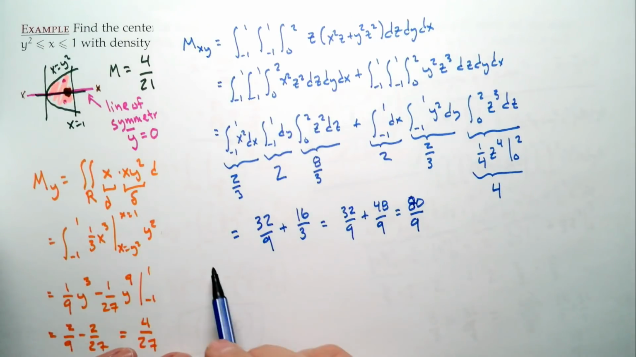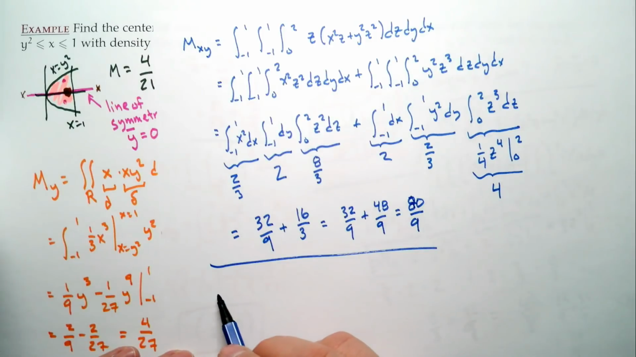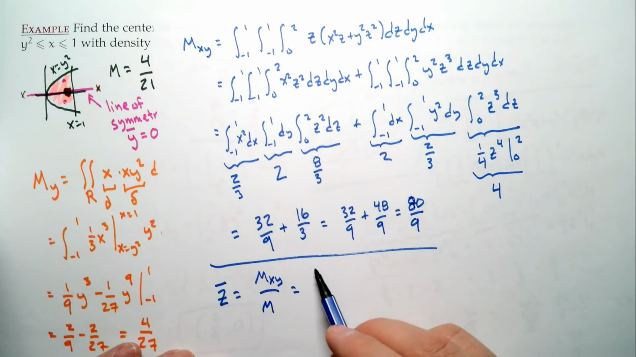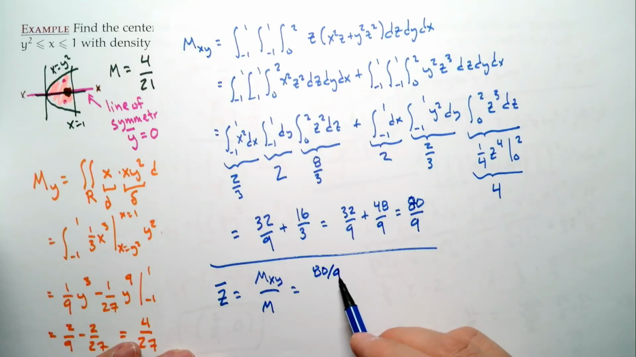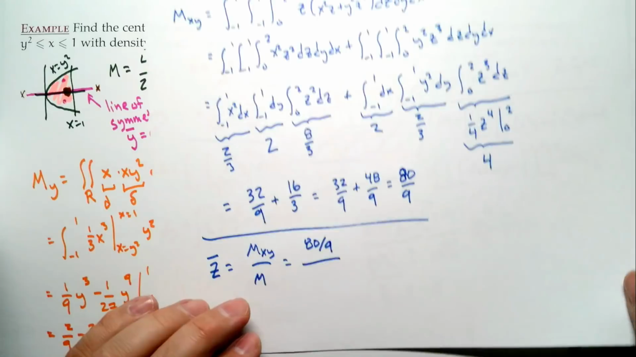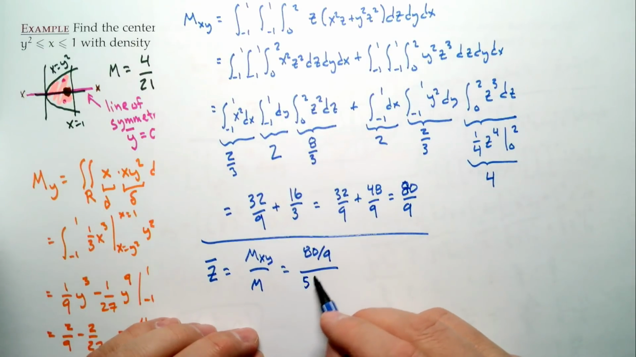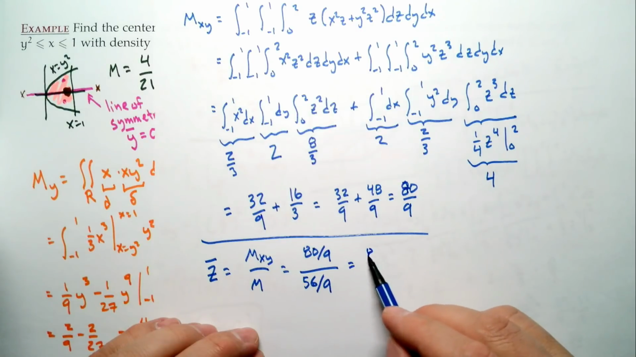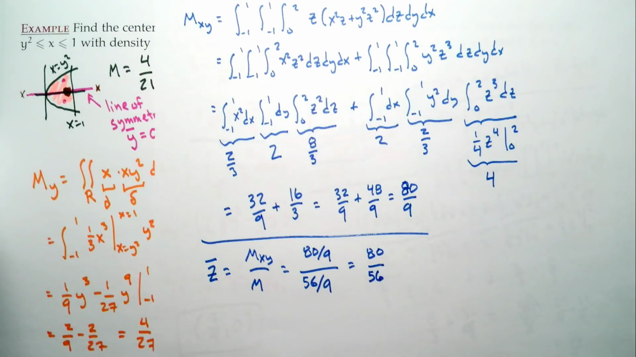The answer, no. No. But we're close. So the center of mass in the z direction is going to be the moment with respect to the xy plane divided by the mass, which is going to be 80/9 divided by the mass, which we wrote over here. That's 56/9. Now the nice thing is the over 9's cancel. So we get that this is 80 divided by 56.